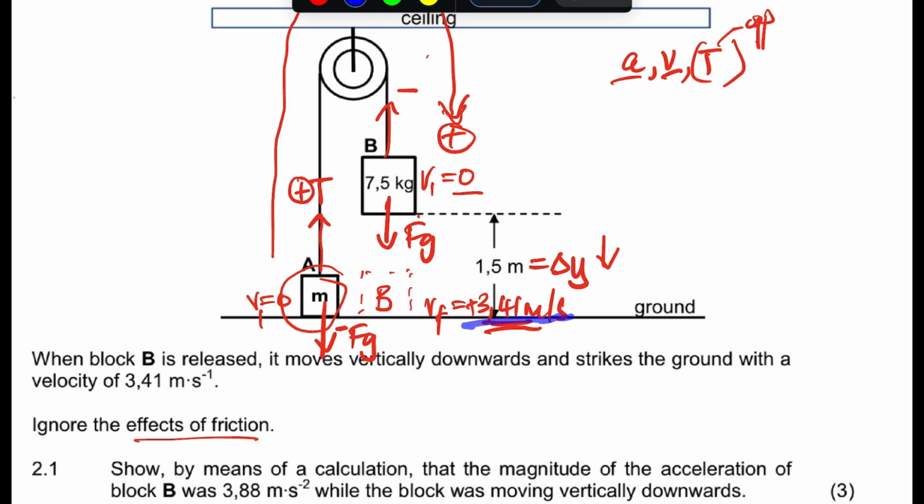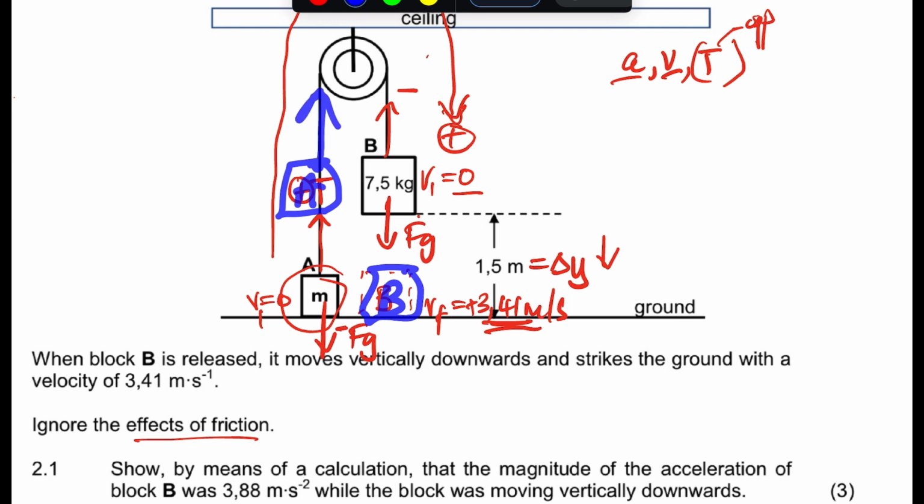Now block B reaches the ground with a velocity of 3.41 meters per second, and then where will block A be above the ground? When block B reaches the ground, block A will have the same velocity, 3.41, as I've mentioned, because they're traveling with the same velocity. But it still continues, right? It doesn't end here.